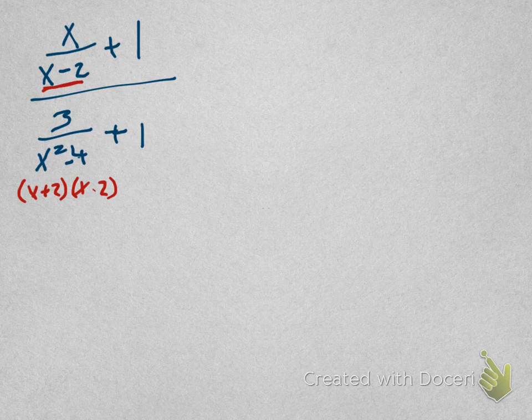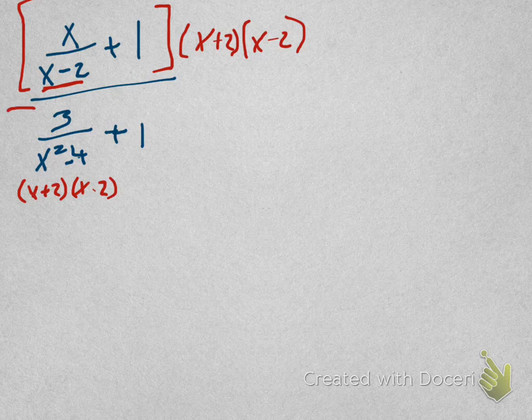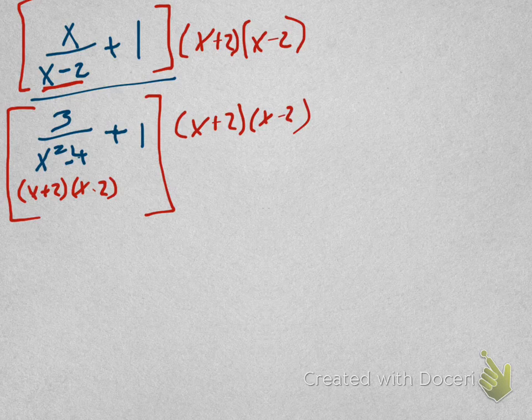And so there's an x minus 2 up there already. So the least common denominator is an x plus 2, x minus 2. There's your least common denominator, so I'm going to multiply the top by that and the bottom by that. That's called clearing the fraction. It's the best trick in all of Algebra 2.